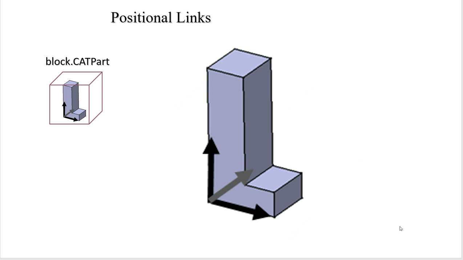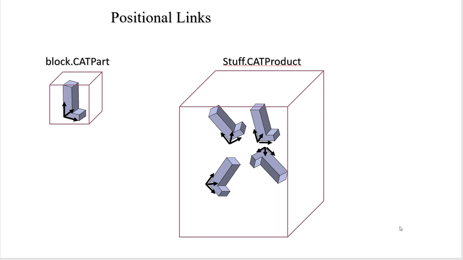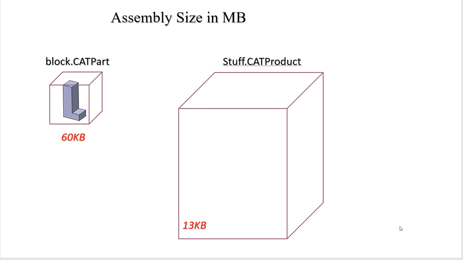So let's talk about the concept of positional links. Here we have the block with its axis system. And in the assembly, we actually don't have the files there. We have just the little axis systems for those files. Those can't be very big. So if we were to actually open an empty product, we'd see that it's very small. Let's say it's 13 kilobytes. And let's say the block is 60 kilobytes. When we put the block into the product, instead of being 13 plus 60, it's only 13 plus 3, and the axis system's only about 3 kilobytes.